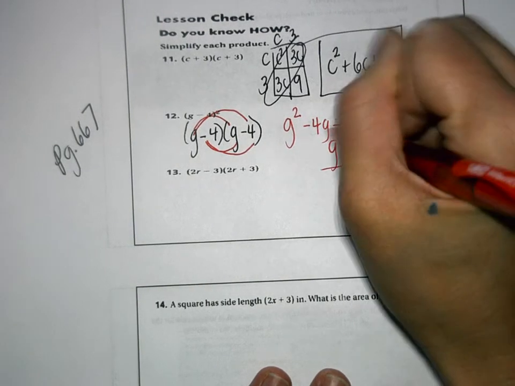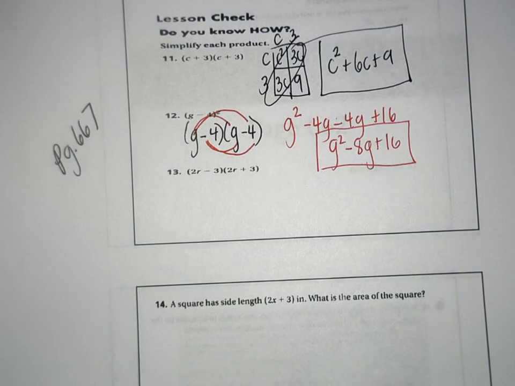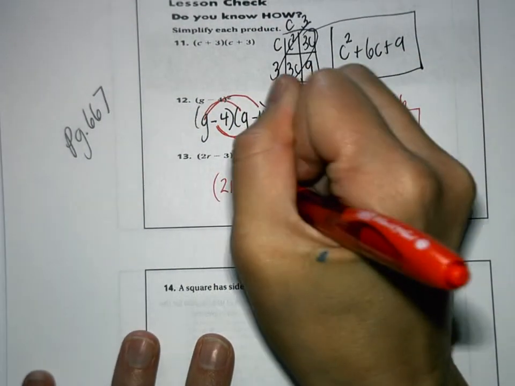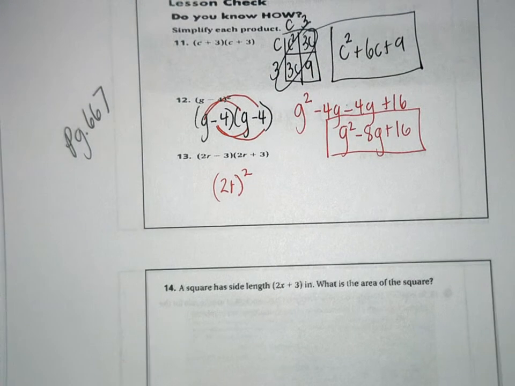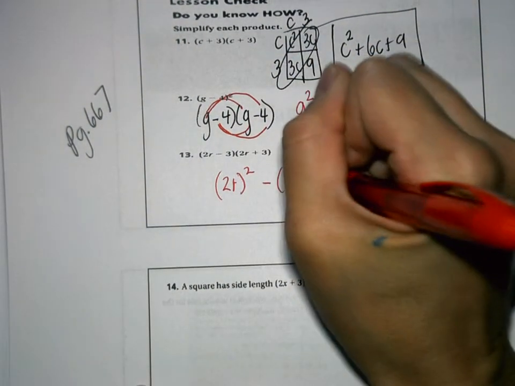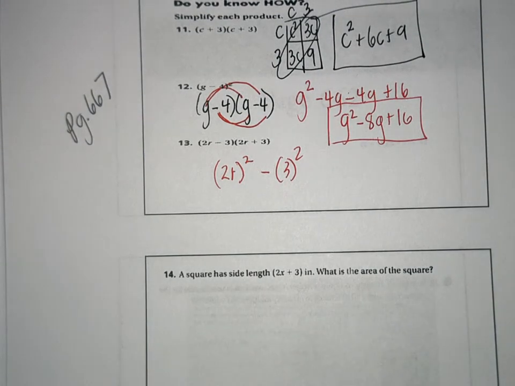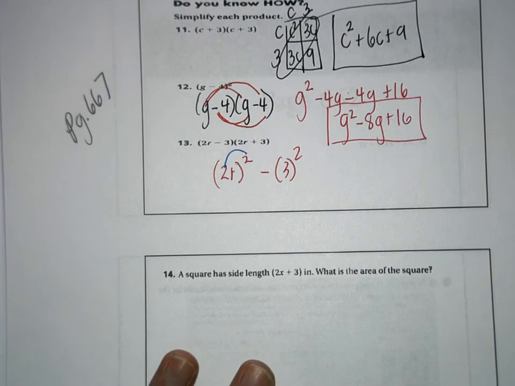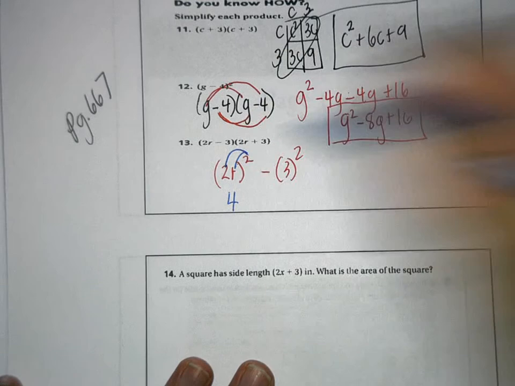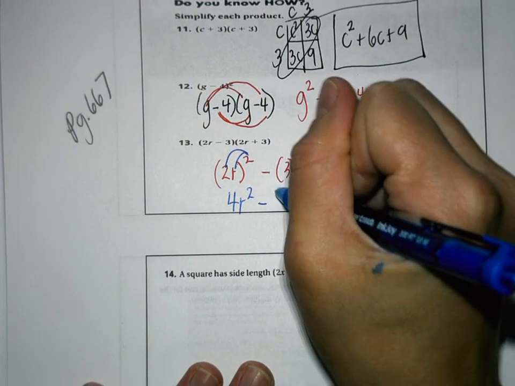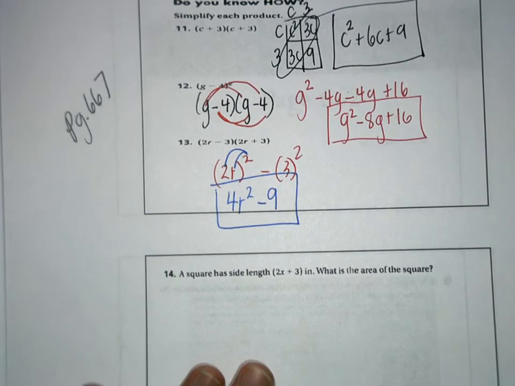Can I use the shortcut method on number 13? Be careful, because there is a 2r. We're squaring the 2r, minus, we're squaring the 3. What is 2r squared? On this one, you're squaring the 2, which makes it 4, and you're also squaring the r, which makes it r squared, minus, and then 3 squared is 9. Do we have questions? Okay, on page 668.